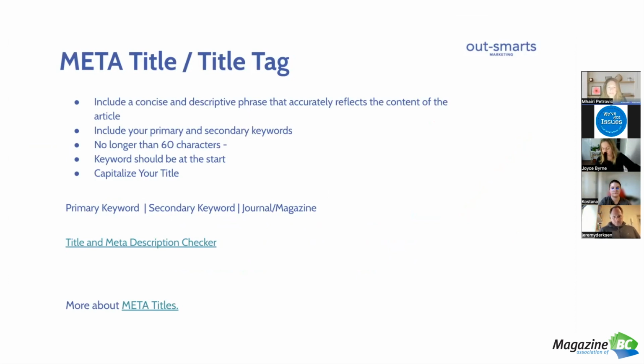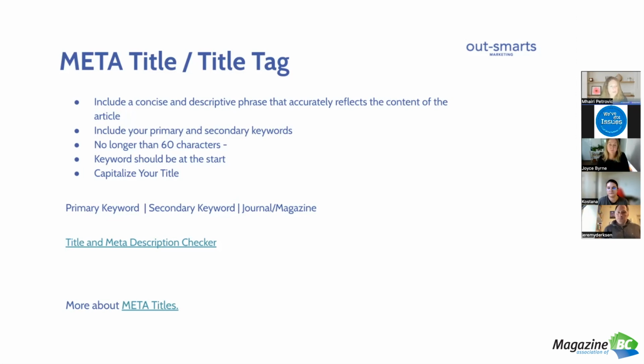It should be less than 60 characters. It can be longer, but if your meta title is longer than 60 characters, it's going to get cut off. So try to keep it between 50 and 60 characters as much as possible. Your primary keywords should go at the start if that's possible. And it's best to capitalize your meta title so that it stands out.